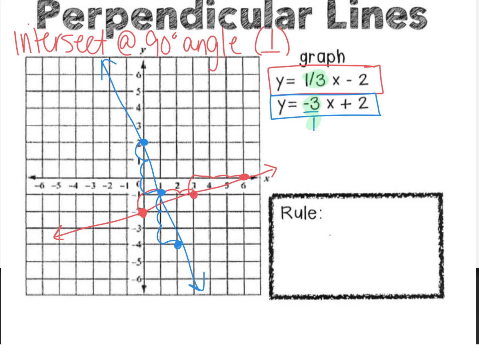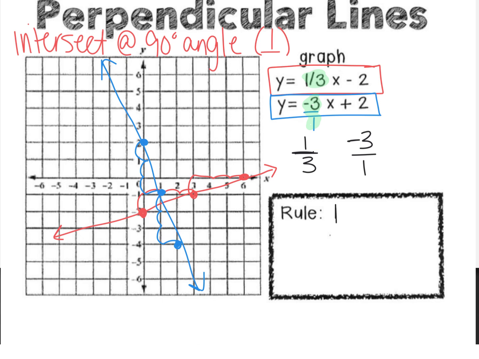So we're going to compare the slopes just like we did in parallel, right? Parallel, they had the same slope. So in perpendicular, we had a slope of 1/3 and we have a slope of -3 over 1. What is the first thing you notice about these two slopes? One is positive and one is negative, which makes sense because if they're going to intersect, one has to be going up and one is going to be going down. So let's start with that.